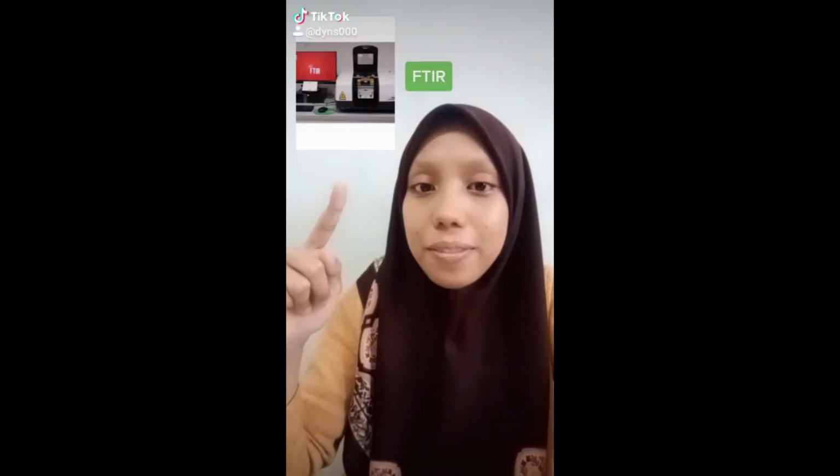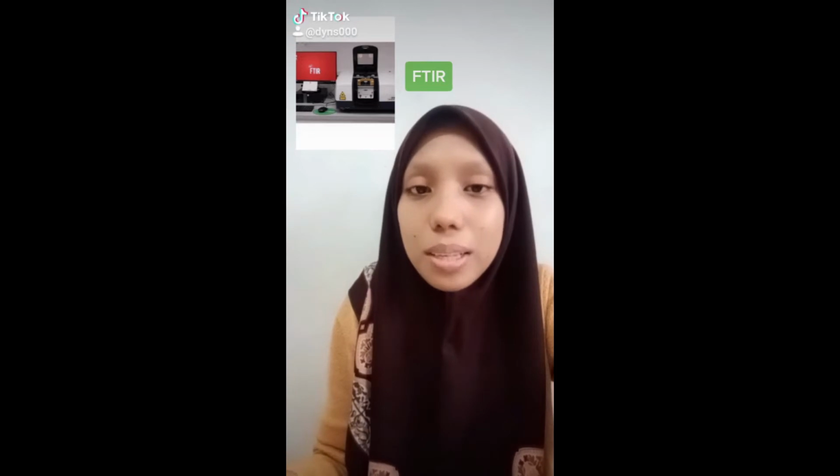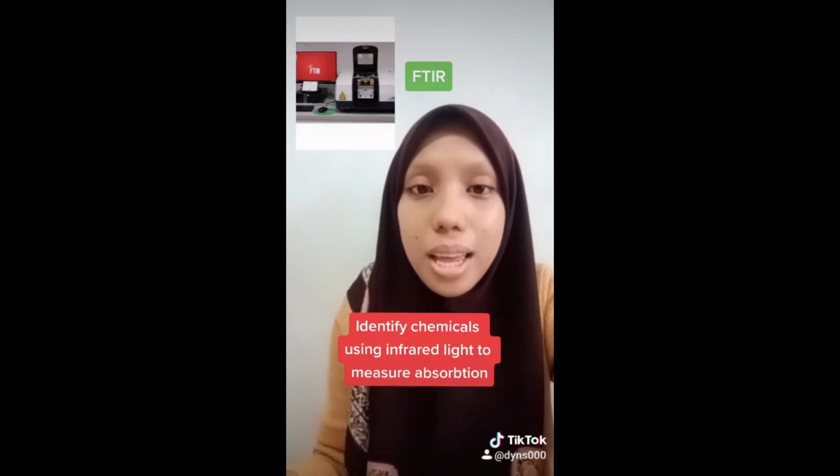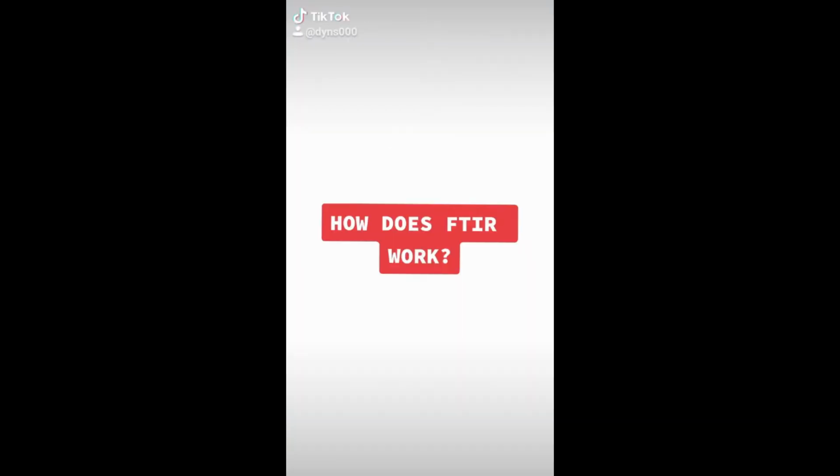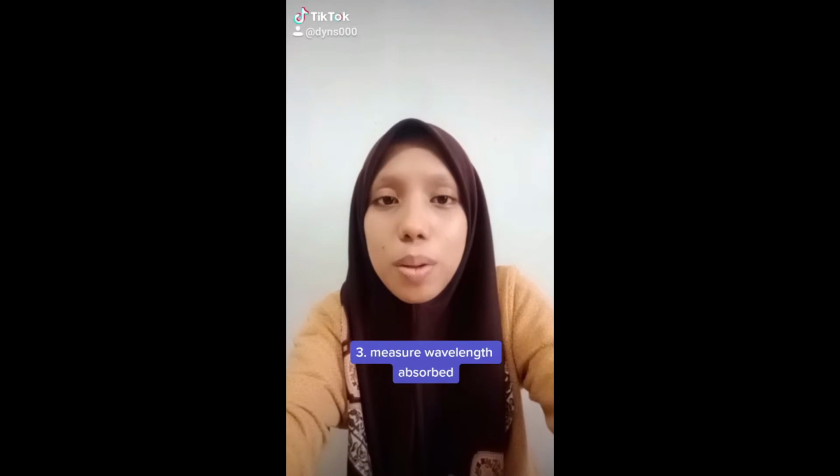This is FTIR. It stands for Fourier Transform Infrared Spectrometer. It is used to identify chemicals using infrared light to measure absorption. How does FTIR work? First, place the sample in the FTIR spectrometer. The spectrometer directs beams of infrared at the sample. The instrument measures which wavelengths are absorbed.